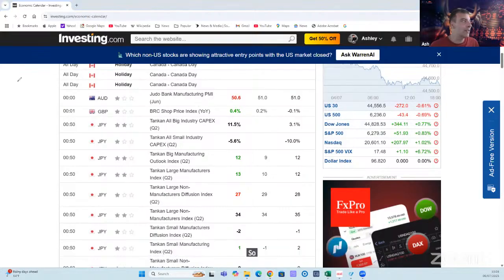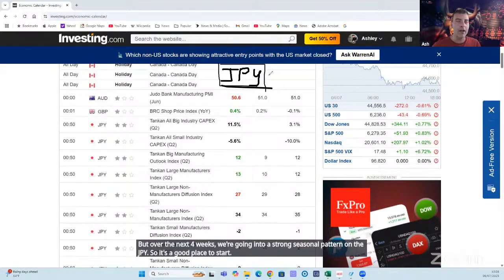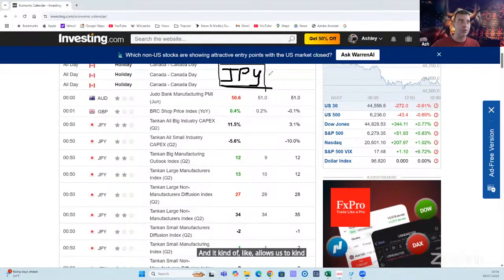So seasonally, we are looking at the JPY. This is the strongest seasonal currency. We're going into a strong seasonal period. This week's a little bit patchy, but over the next 4 weeks, we're going into a strong seasonal pattern on the JPY. So it's a good place to start, and it allows us to point towards certain currency pairs and ignore others.